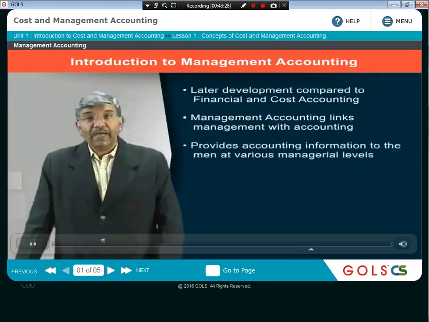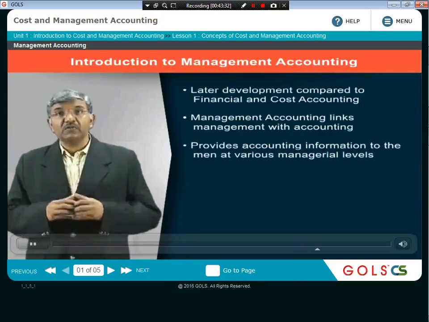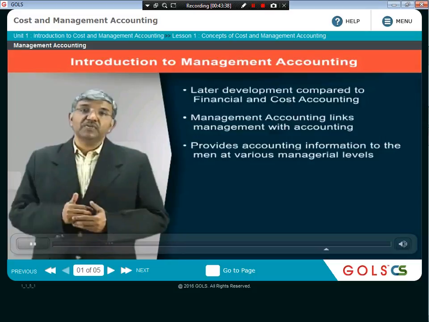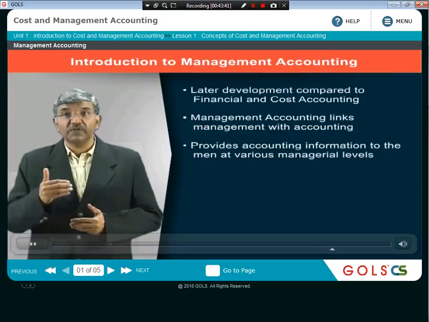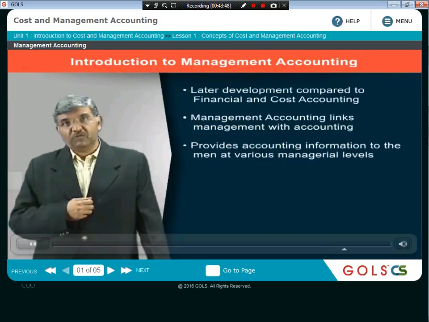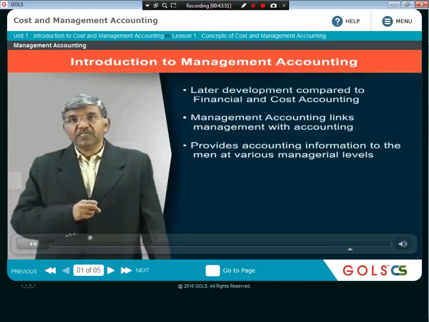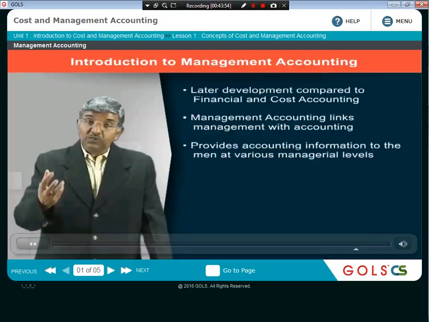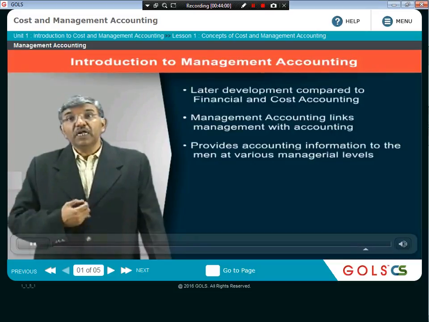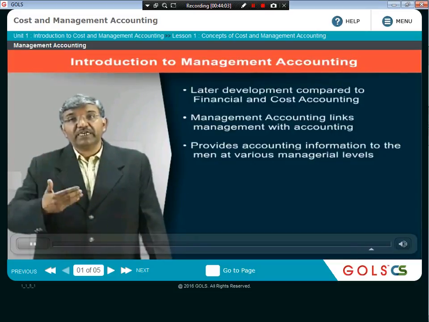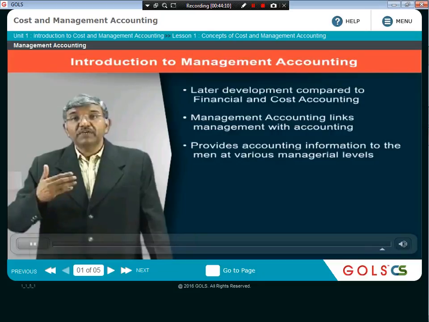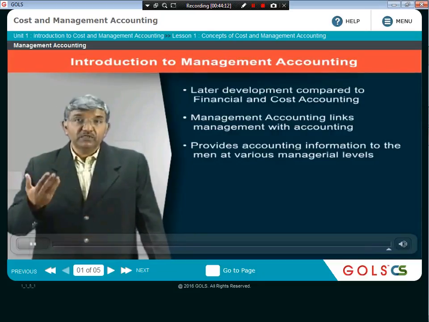Management accounting collects and provides accounting, cost accounting, economic and statistical information to the men at various managerial levels to assist them in the performance of managerial functions and their evaluation. So what is the job, or the usefulness, of management accounting? It collects data from financial accounting, cost accounting, and outside sources, economic and statistical information from outside sources, and it is provided in a systematic manner to the managerial levels, top management and middle management, so that they will be able to perform managerial functions in an effective manner.